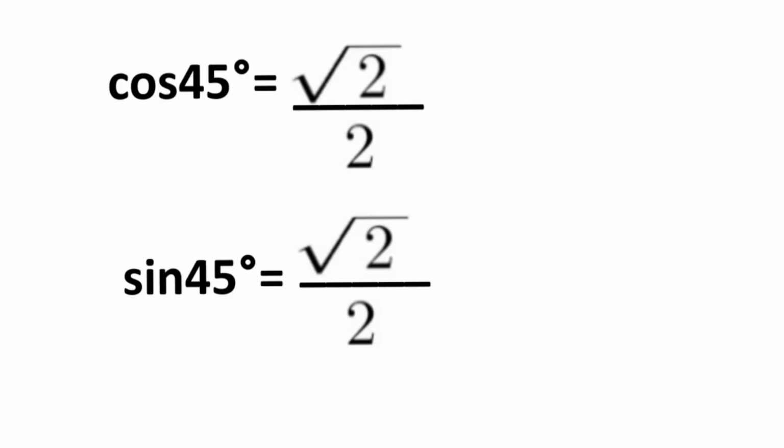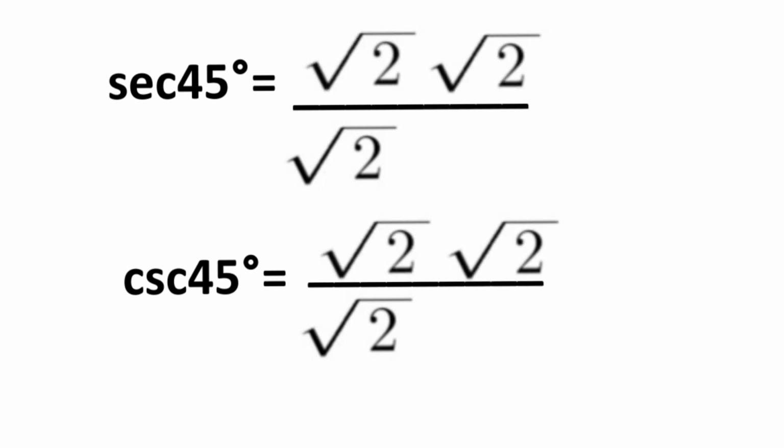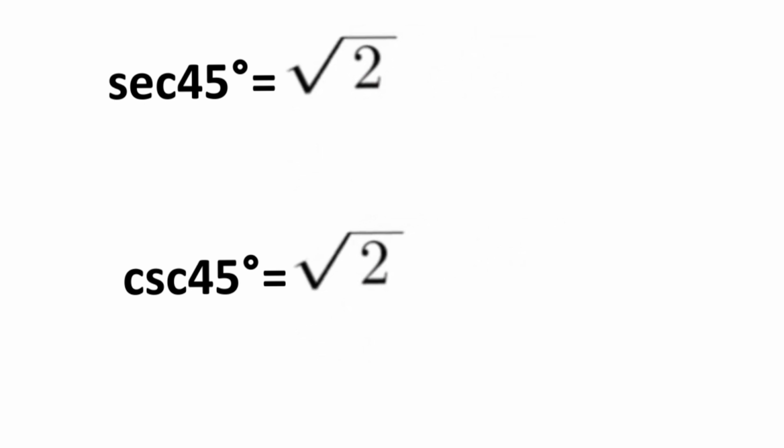Also, from the values of cosine 45 degrees and sine 45 degrees, you can obtain the values of secant 45 degrees and cosecant 45 degrees by interchanging the numerator and the denominator, so it's both equal to 2 over square root of 2. And 2 in the numerator can be factored as square root of 2 times square root of 2. You can cancel square root of 2 in both numerator and denominator, leaving square root of 2, so both secant and cosecant 45 degrees have the value of square root of 2.